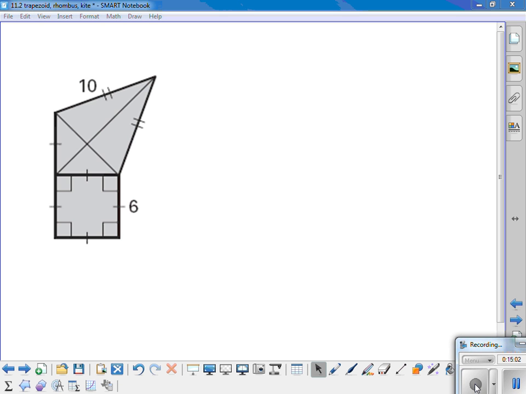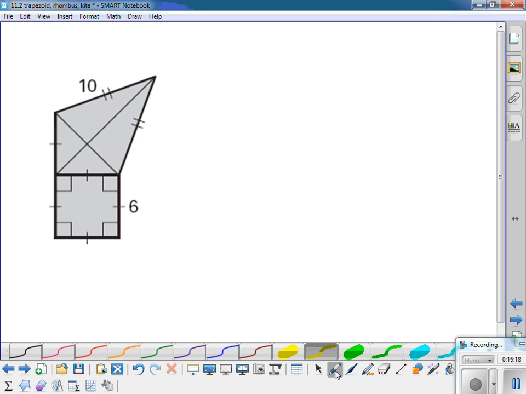All right, so now I have a figure that is a kite and a square put together, but I don't have all the information I need, or at least it looks like I don't. I'm going to have to do some solving to figure out what the different pieces are. So you might want to just watch me do this and write it all down afterwards. I want you to be paying attention to what I'm doing.